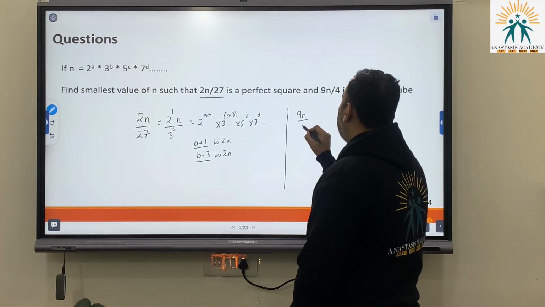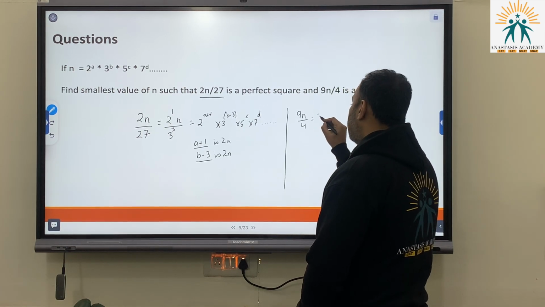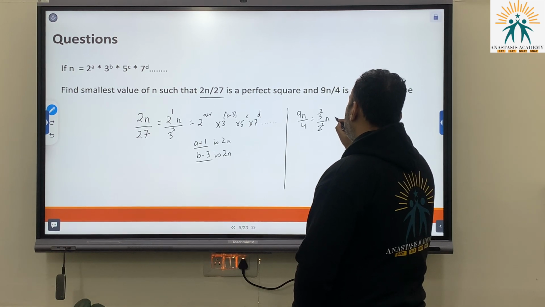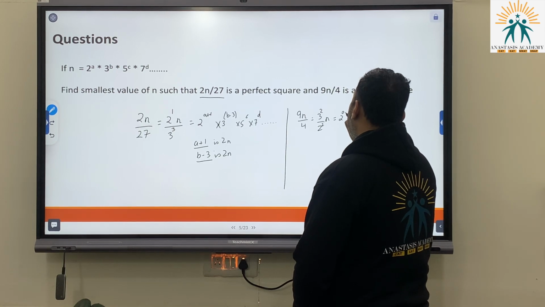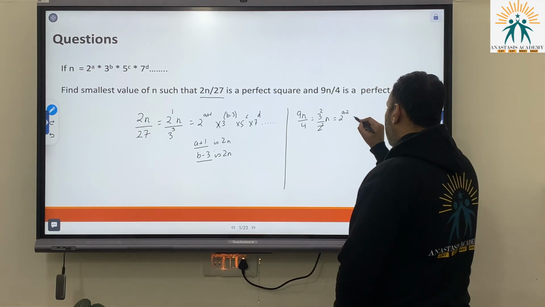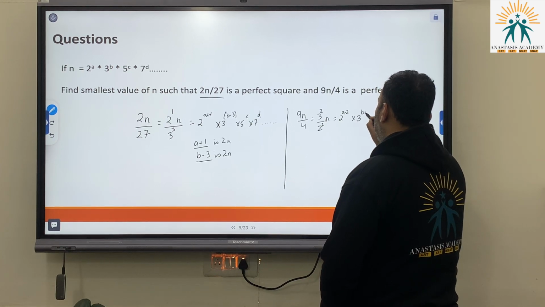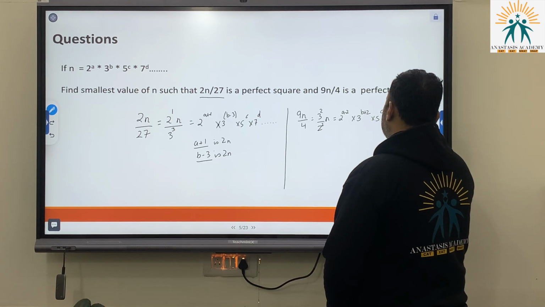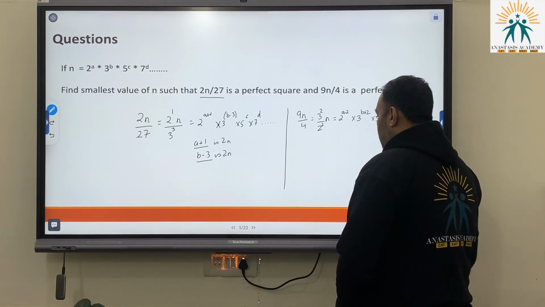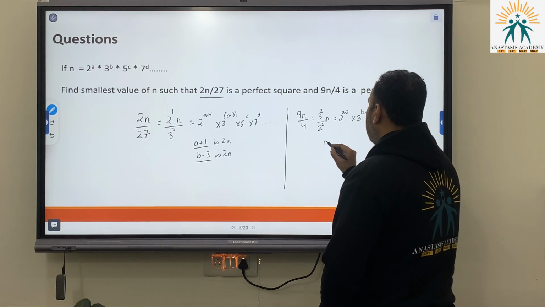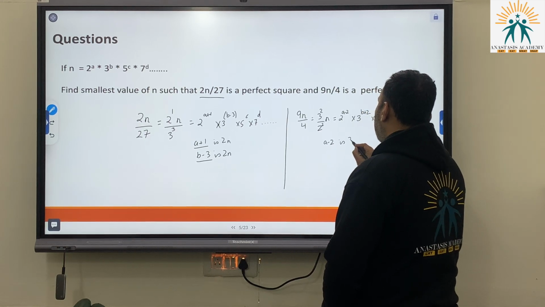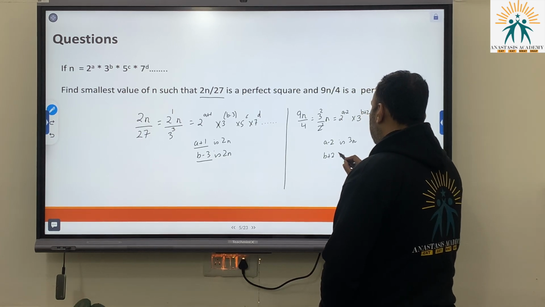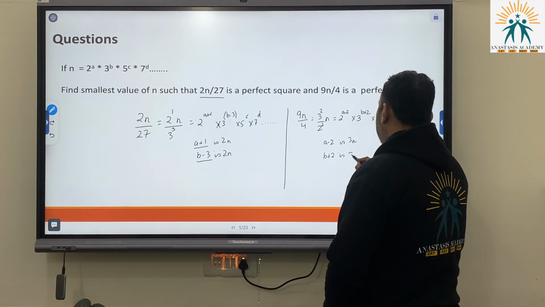We have 9n by 4 is a perfect cube. 9n by 4 is 3 square by 2 square, and this will give me 2 raised to the power a minus 2 into 3 raised to the power b plus 2 into 5 raised to the power c to 7 raised to the power d, so on and so forth, which then translates into a minus 2 is a multiple of 3, or b plus 2 is a multiple of 3.